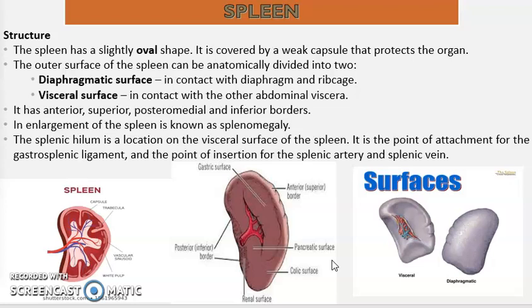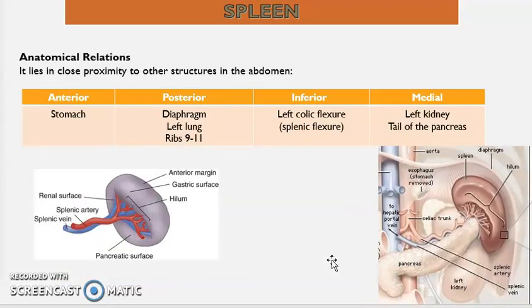It also has anterior, superior, posteromedial, and inferior borders. The enlargement of the spleen is known as splenomegaly. The splenic hilum is a location on the visceral surface of the spleen. It is the point of attachment for the gastrosplenic ligament, and the point of insertion for the splenic artery and splenic vein.